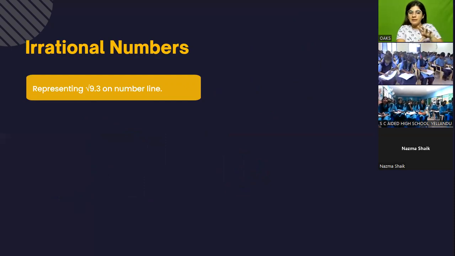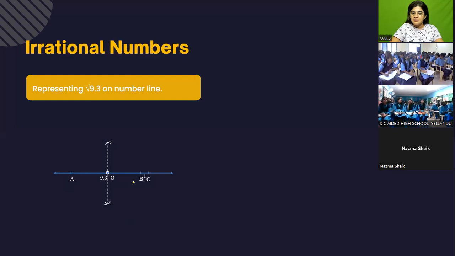So representing root 9.3 on the number line, what we have to do is, first, AB is 9.3 centimeter. Okay, if I say 9.3 units or 9.3 centimeter. As you can see, AB is 9.3. I just have to extend 1 centimeter further as BC. As you can see, BC is 1 centimeter. Okay, you just follow the steps. Now in this, we'll be just following the steps for different questions.